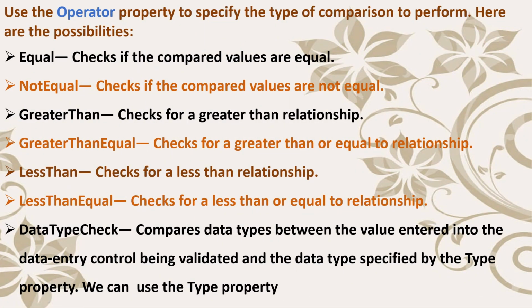While we make use of this comparison validator, we need to use the operator property to specify the type of the comparison to perform. So here are some of the possibilities. Either it could be an equal, not equal, greater than or equal, less than or equal, and also we can just check or compare the data types between the values entered into the data entry control being validated and the data type specified by the type property. So we can use the type property.